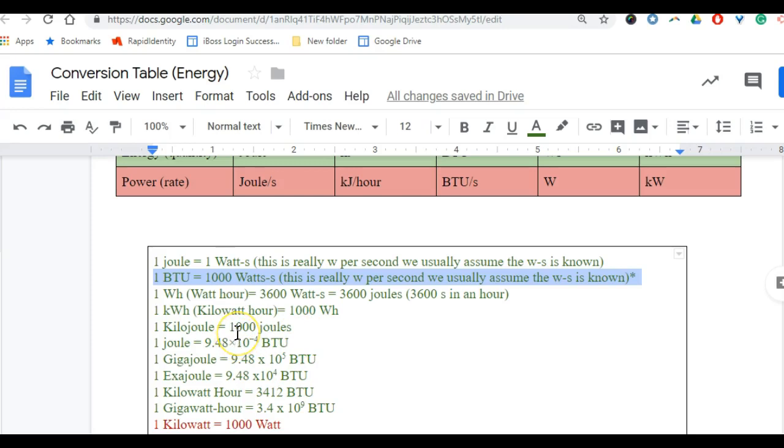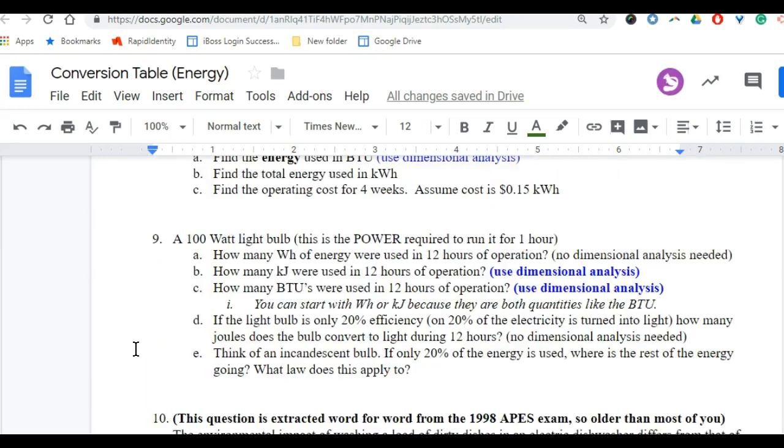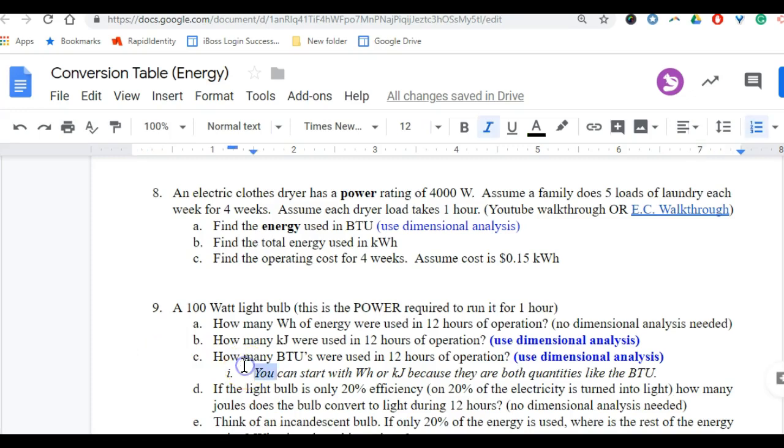I can go kilojoule to joules, and then joules to watt seconds, and then watt seconds to BTU. It's kind of a lot. Oh, how about this? Look, I can go watt hours to kilowatt hours, and then kilowatt hours to BTU. I kind of like that. I'm going to go with that. So let's go back down to the problem. I'm going to go with the watt hour to BTU. So let's do that.